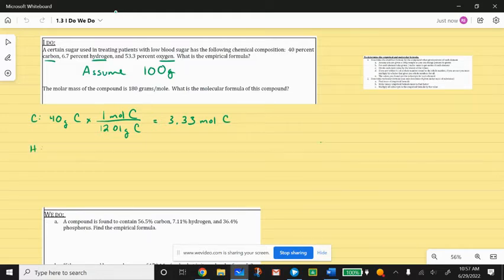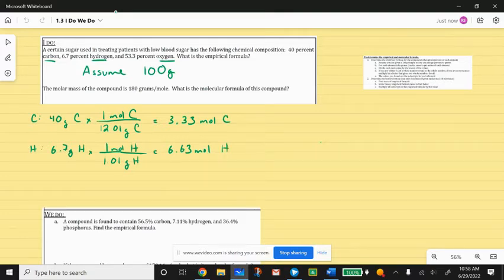For hydrogen, we have 6.7%, so that's going to be 6.7 grams of hydrogen. And the molar mass of hydrogen is pretty much 1. I'm going to use 1.01. I'll just go to the hundredth for all of these. And that gives me 6.63 moles of hydrogen. So we can see that the moles of hydrogen is about twice that of carbon.